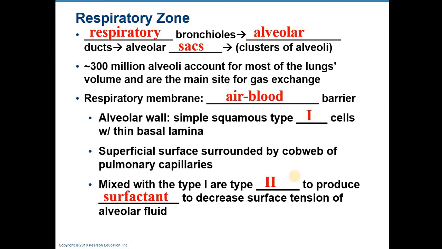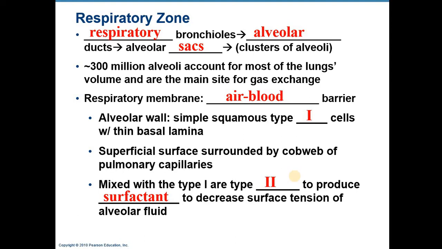You have about 300 million alveoli that account for most of the lungs' volume. Your book described it, remember the alveoli have the oxygen, as being about enough oxygen molecules to fill a tennis court. So that's how much is being packed into those lungs. And being packed in the individual alveoli helps to increase the surface area.